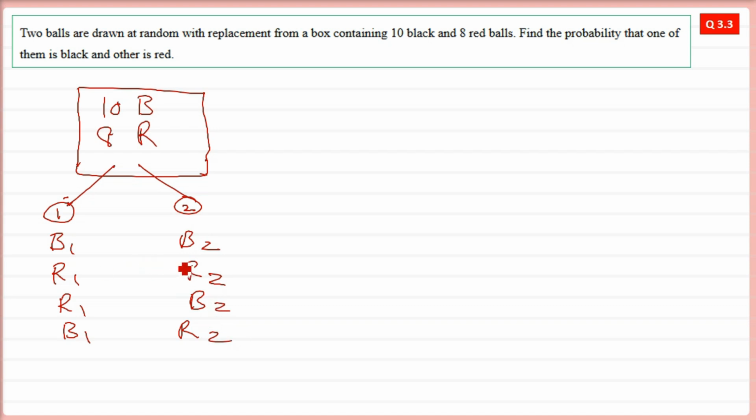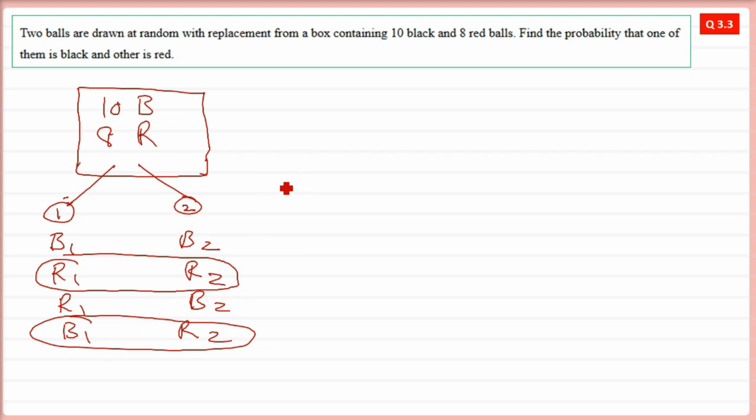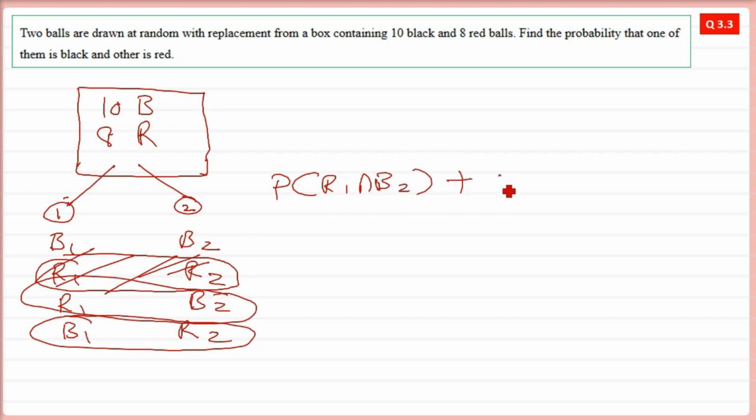Now the question being asked is, one of them is black and the other is red. It's not said that first has to be black and the second has to be red. No, it can be R1, B2, it can be B1, R2. First red, second black, or first black, second red. So P(R1 intersection B2) plus P(B1 intersection R2). Since these are independent events, we can multiply them.